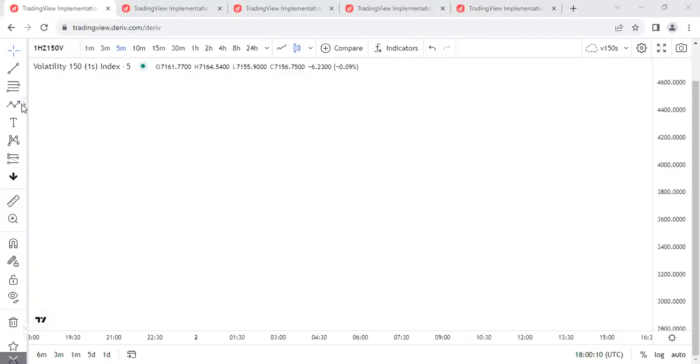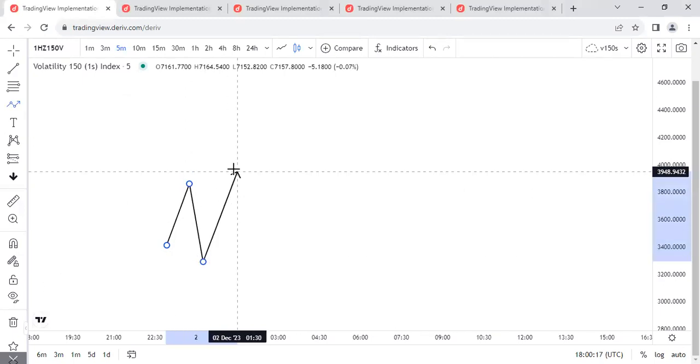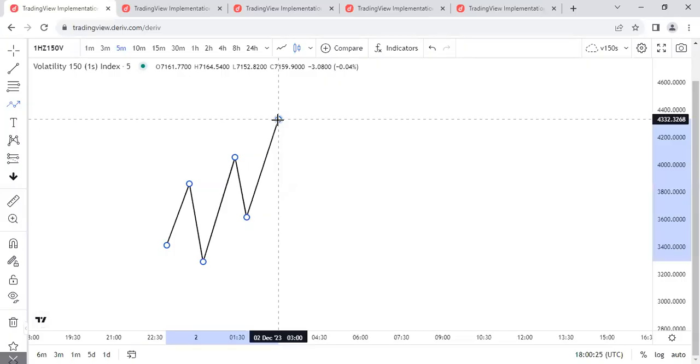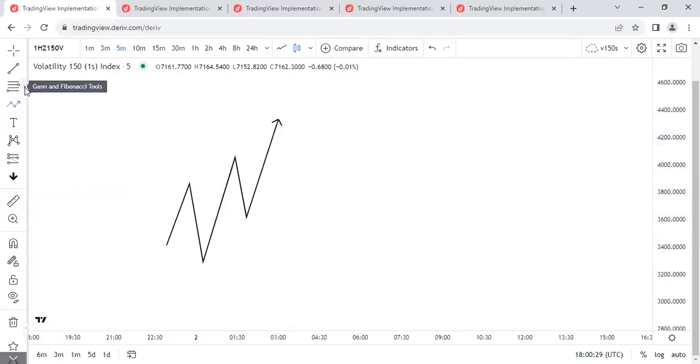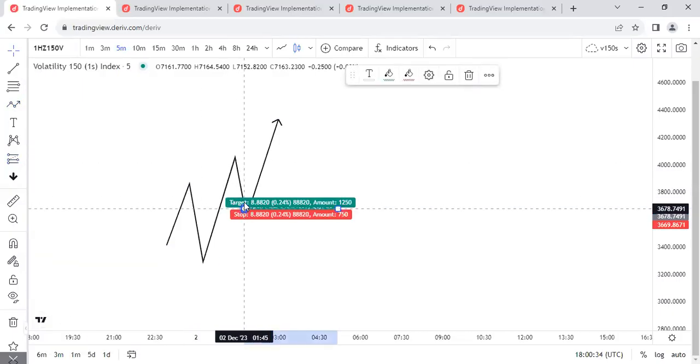Okay, now imagine something like this. Imagine trader A wants to take a trade like this. He has seen support, right? He says, okay, support is around here. Price is moving to the upside. He has entered somewhere around here.